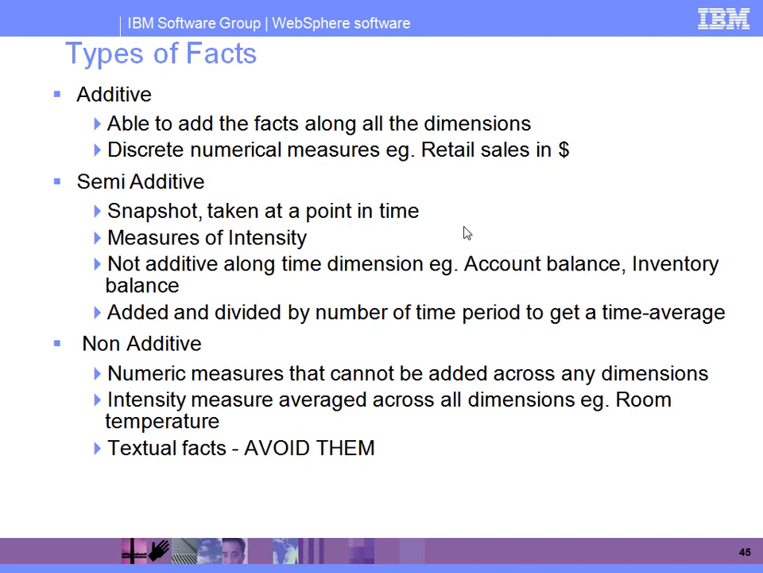A fact is a numerical value. Can I call every numerical value a fact? No. Only a numerical value which is useful for business calculations, or which impacts the business calculations, can we call a fact. Let me give an example.